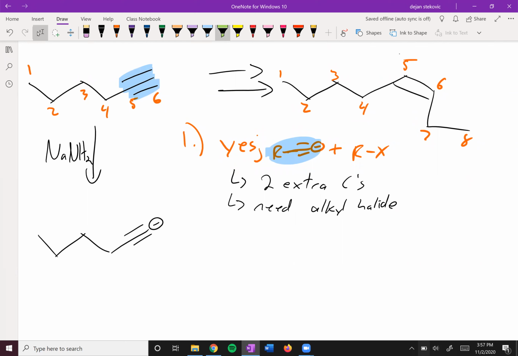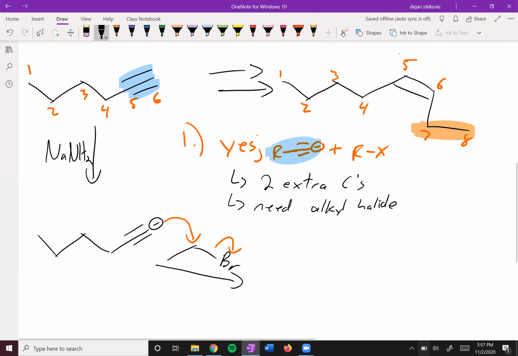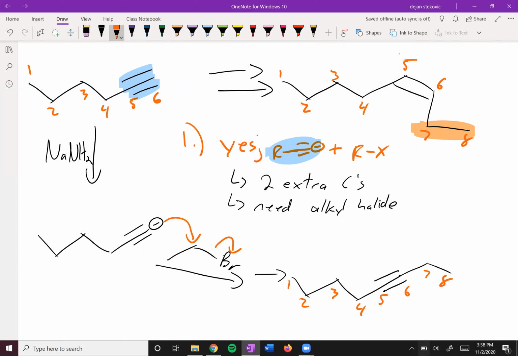And then the next thing we need to think about is what kind of alkyl halide do we need to add, right? Here we can see we've added 2 carbons, and so we need to add an alkyl halide that has 2 carbons, right? So something like this. And then this can undergo an SN2 mechanism to go something like this, and now we've got 1, 2, 3, 4, 5, 6, 7, 8 carbons there. And so we're a little bit closer.